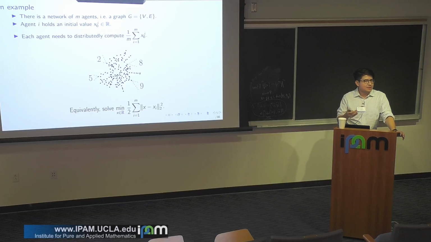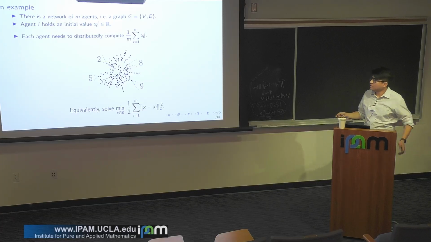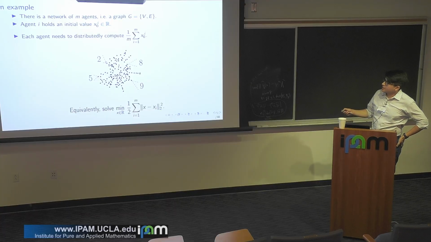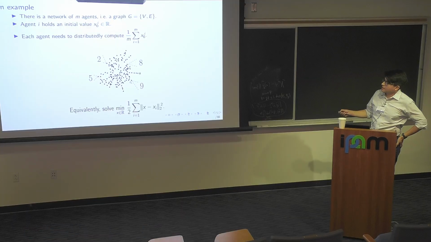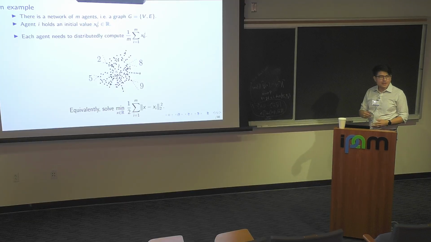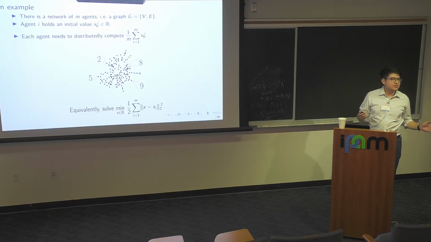And the structural assumption here is that we have this network that determines who can talk with whom. So not all the agents can talk to each other. So for example, it's impossible for this guy here that has the number 2 to know what this guy here has in memory, which is the number 5, right? So how can we design an algorithm that in a coordinated manner can compute the average of all these numbers?